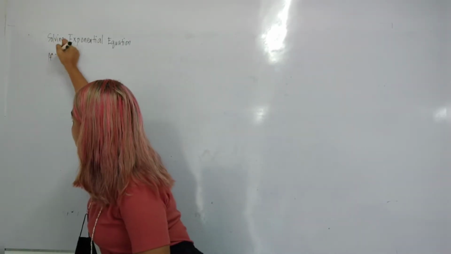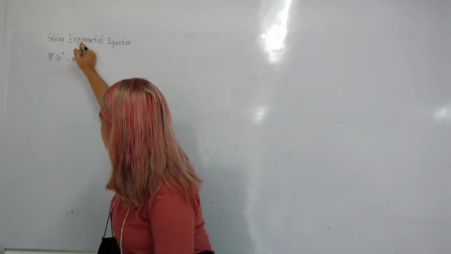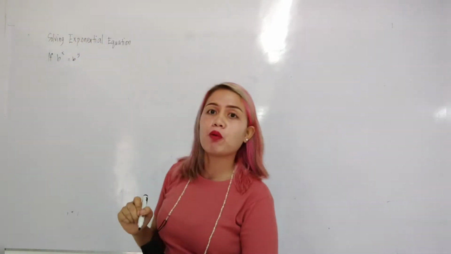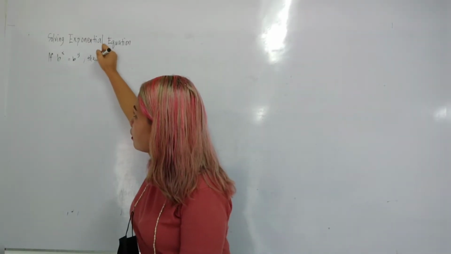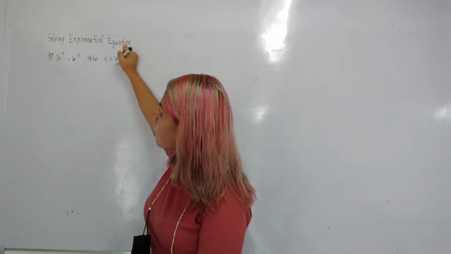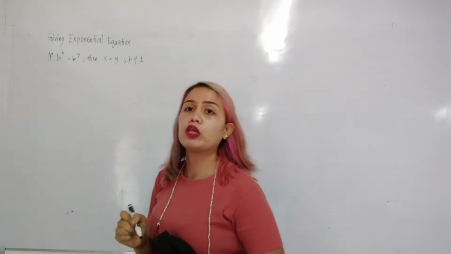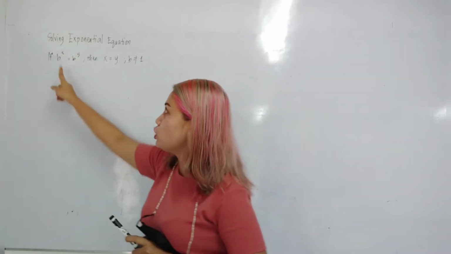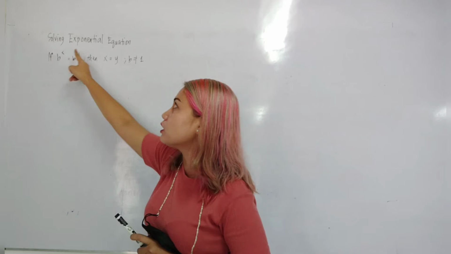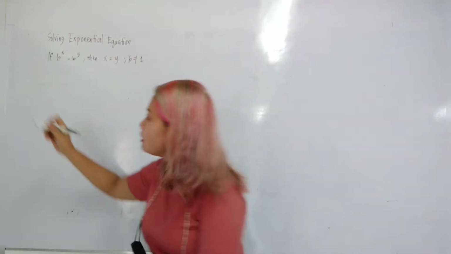Remember that if b to the power of x is equal to b to the power of y, then using the one-to-one property, x is equal to y, where b should not be equal to 1. Remember that b represents our base, and the bases should be equal. If the bases are equal, then automatically the exponents are equal. So let's have an example.